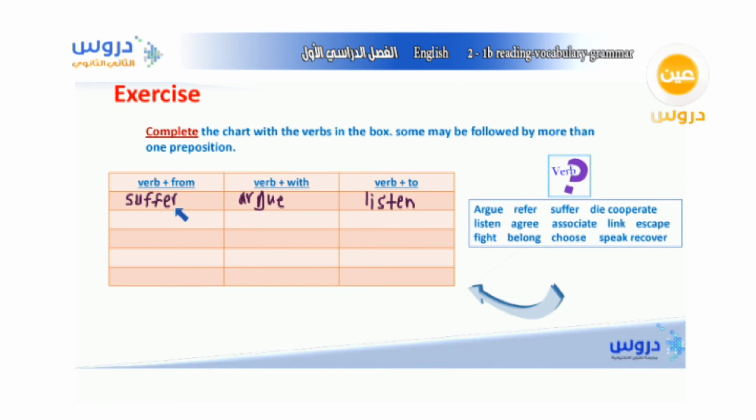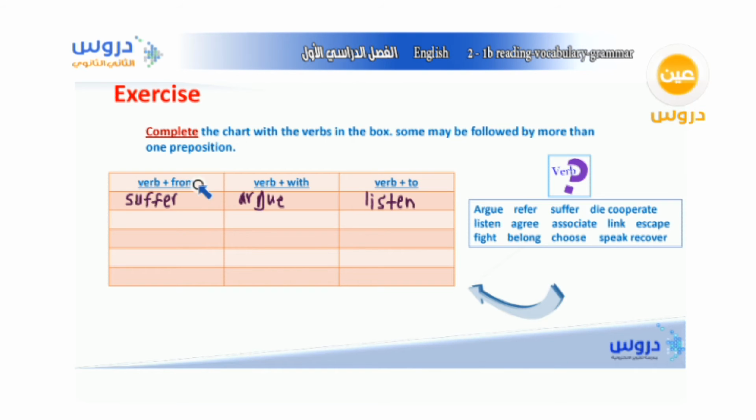So we say argue with, we don't say argue to or argue from. And we say suffer from, okay? We don't say suffer with or suffer to. We say listen to, all right? So these verbs actually, most of the time, come with prepositions. And prepositions change their meanings. And sometimes it's the opposite when you have go in and go out and so on.